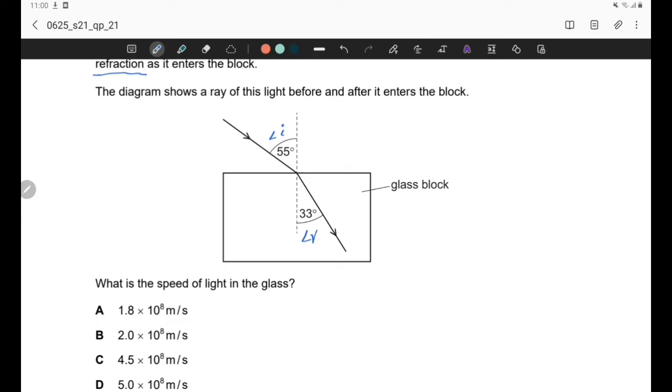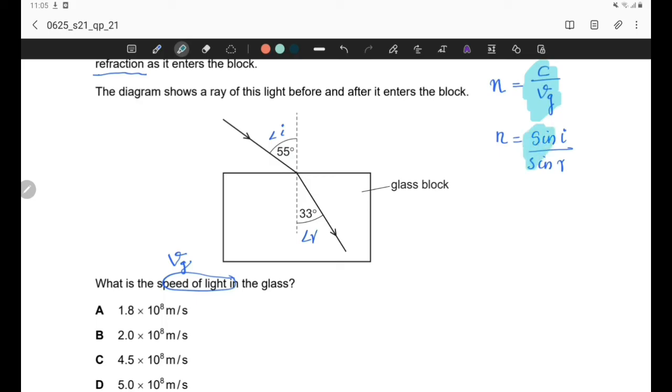In order to find the speed of light in the glass, I am representing it with Vg, the speed of light in glass. We can use the equation of refractive index. That is, the refractive index is the speed of light in air or vacuum divided by the speed of light in that medium, here glass. So this is the refractive index equation. And there is another equation for refractive index, that is n equals sine of the angle of incidence over sine of the angle of refraction.